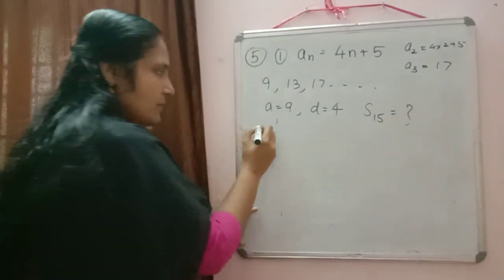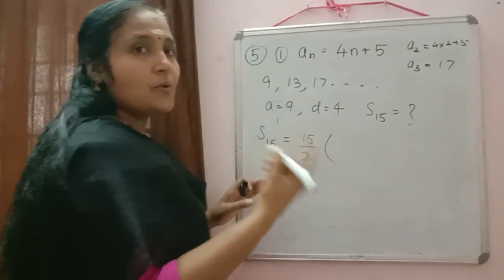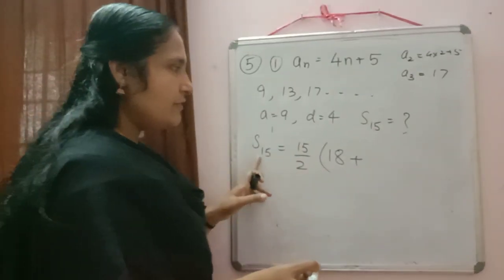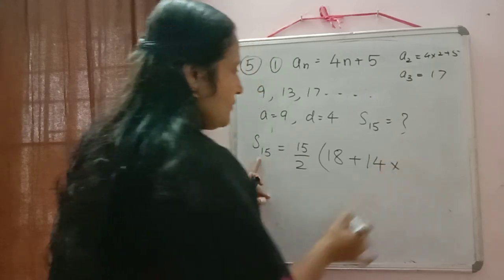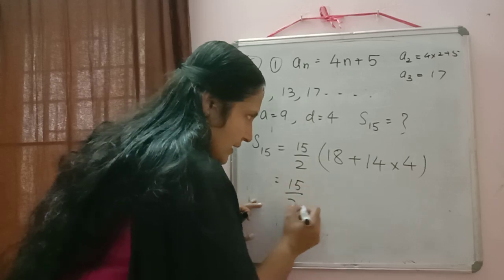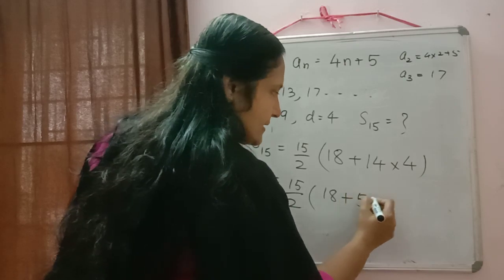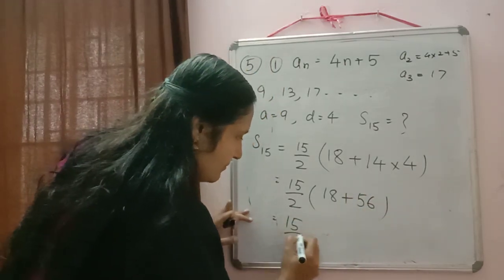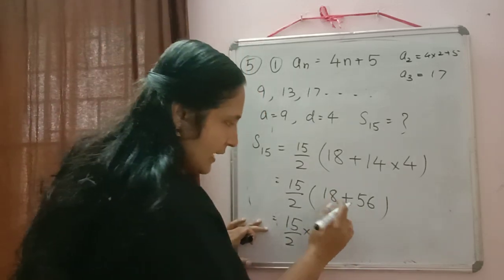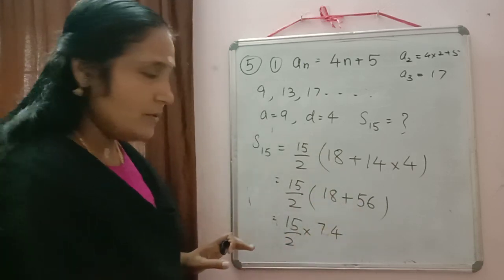So substitute the value. S15 is equal to 15 by 2 into 2A. So 2 into 9, 18 plus n minus 1. 15 minus 1 is 14 into D. D is equal to 4 we have. So 15 by 2 into 18 plus 14 fours is 56. 15 by 2 into 18 plus 56, we can add. 8 plus 6, 14. Carry over 1. 5 plus 1, 6 plus 1 is equal to 74.